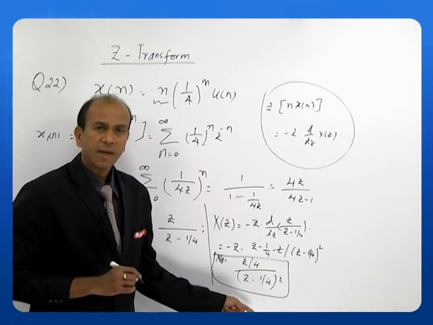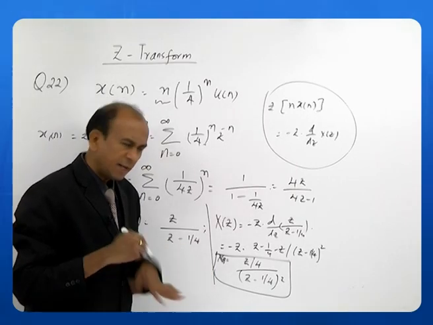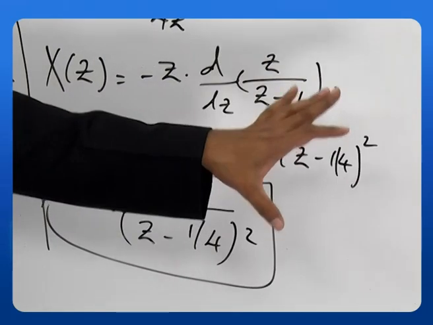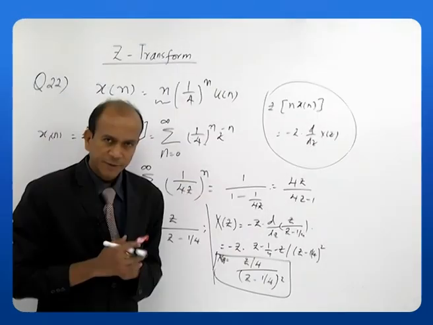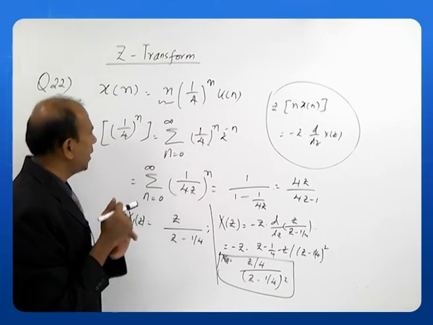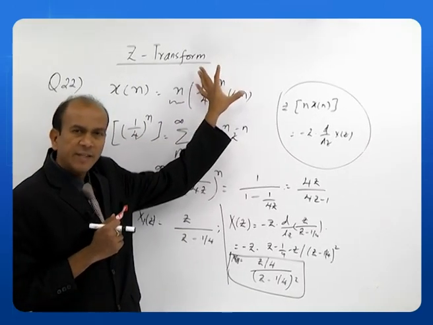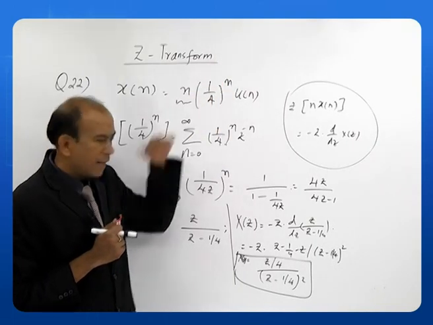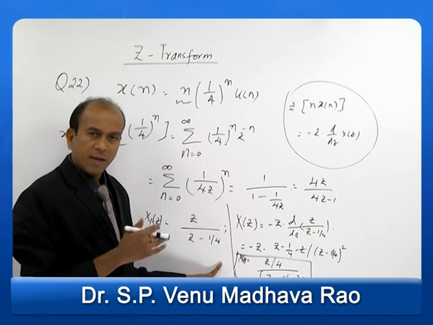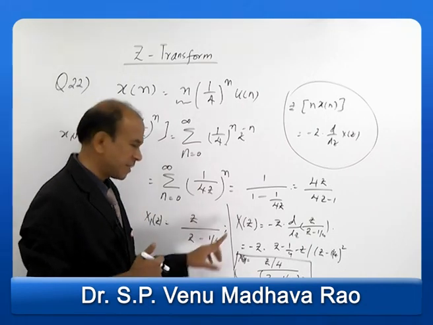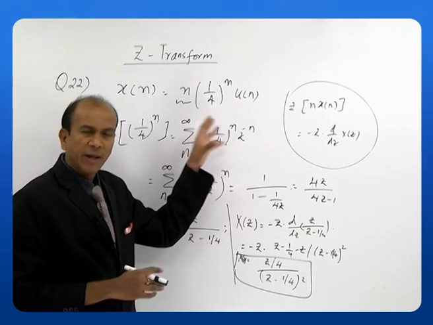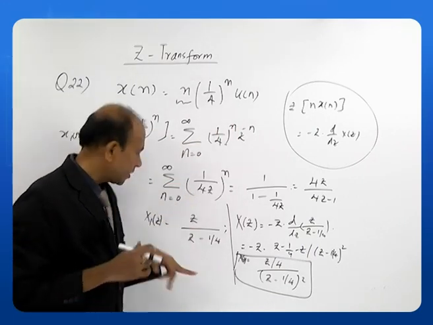This is my x of z. And if you see this again, the ROC is greater than 1 by 4. So, this is the answer for this. Somewhere now you have to understand what the pattern is. When I take the z transform of 1 by 4 to the n, the answer I am getting is z by z minus 1 by 4. So there is a pattern which you have to understand. I suggest you calculate for 1 by 3, 1 by 2 and arrive at a general formula.